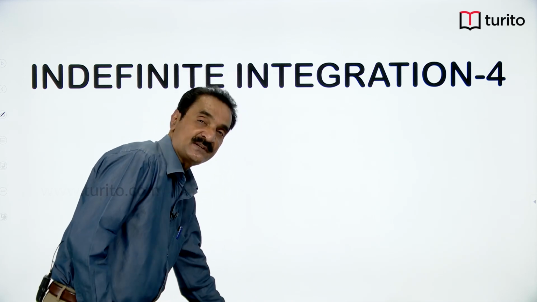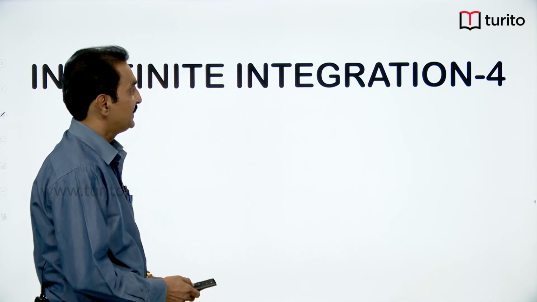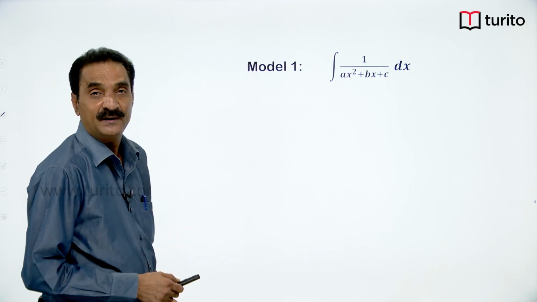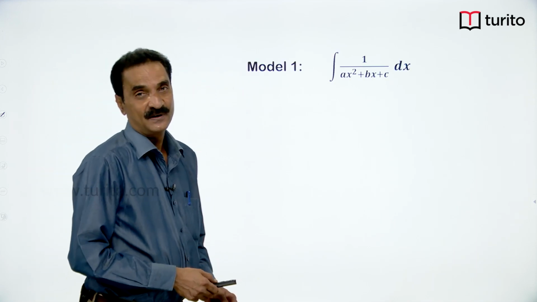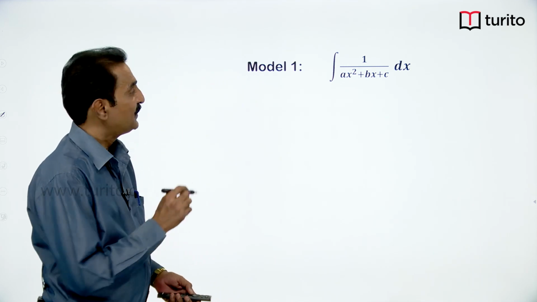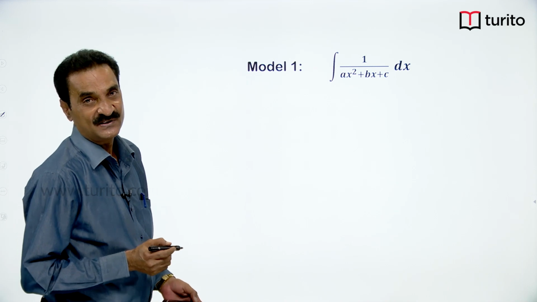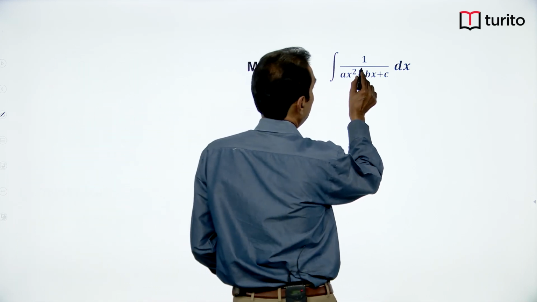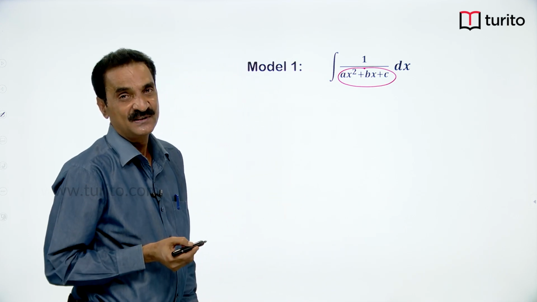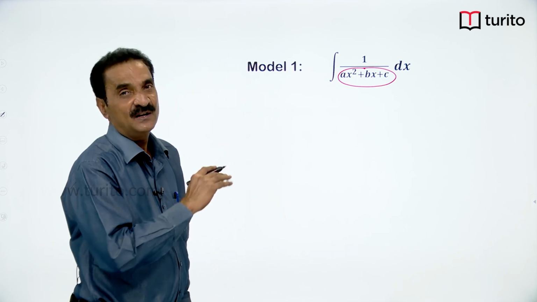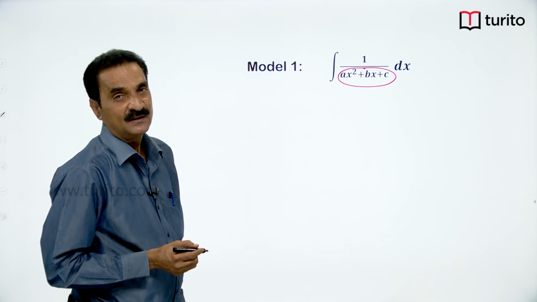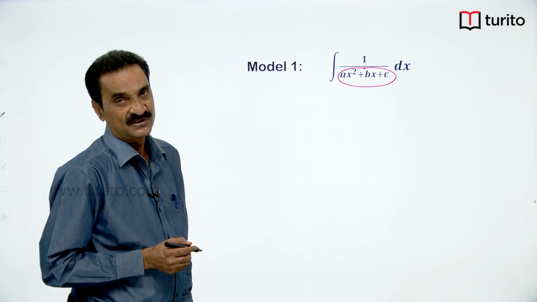Yesterday we discussed trigonometric substitution and also integration of rational functions, and model 1: integral 1 by ax square plus bx plus c. Already I have explained the method. First you should try to factorize ax square plus bx plus c. If it is factorizable, then go by partial fractions method. If it is not factorizable, then try to write it as a perfect square.